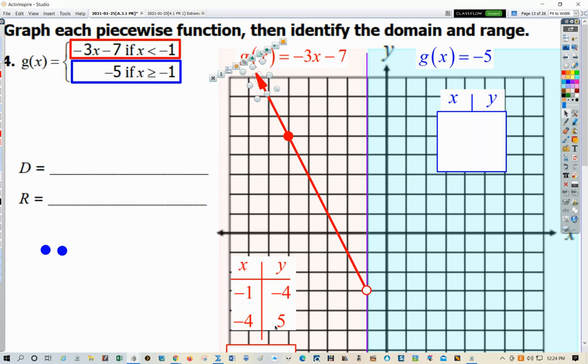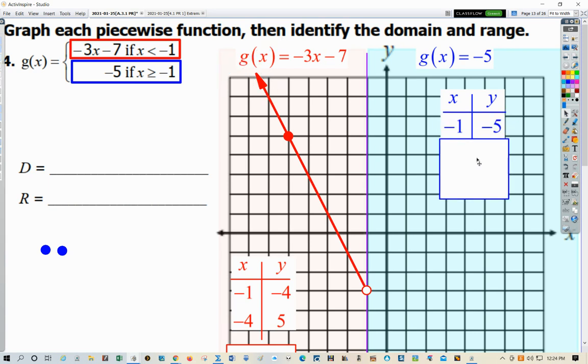I'm going to only pick points this time. I'm going to make a t-table and only pick points in the red region so I can just go right to the graph. Let's do the same thing with the blue. Well, the blue lives in the region where x is greater than or equal to -1. Well, let's pick the boundary.